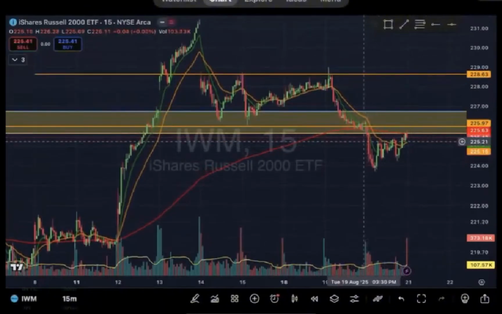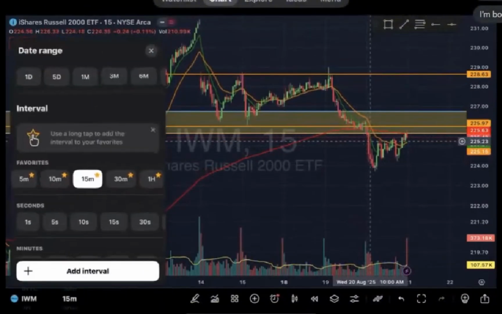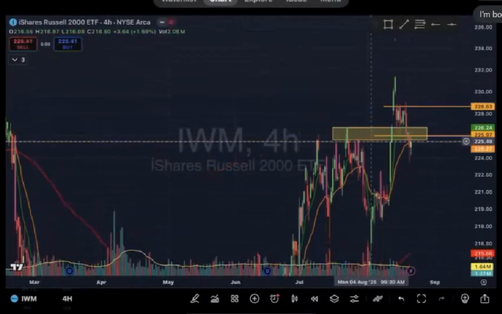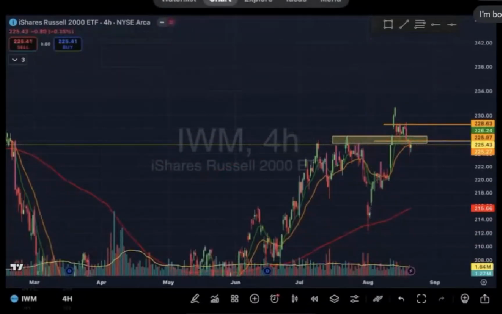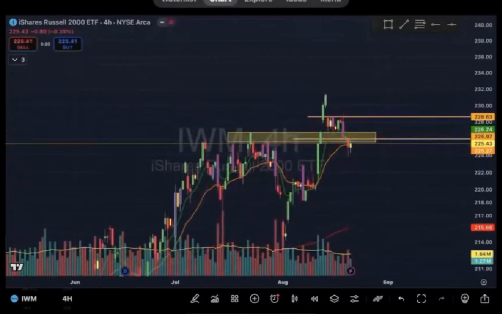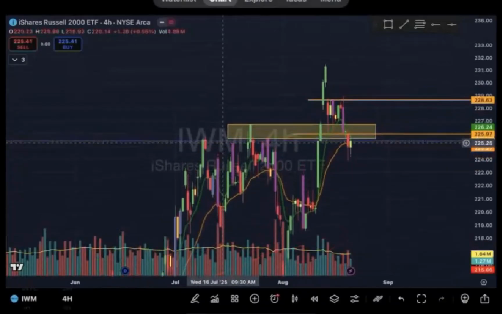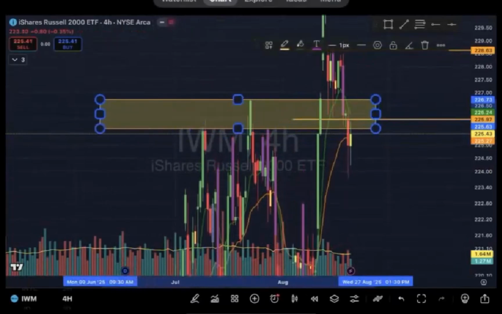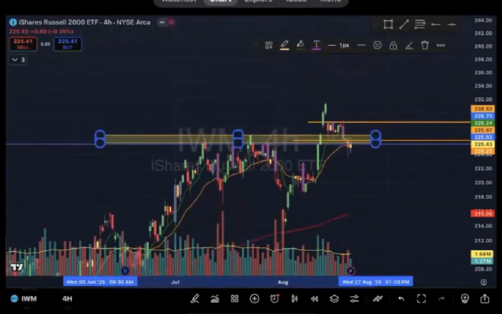IWM, we played 0 DTEs, right? So if you was in here, I told Ra to draw the same box I got right here. I was on the Amazon truck. This is structure on this 4 hour, 1 hour time frame. Excuse me.